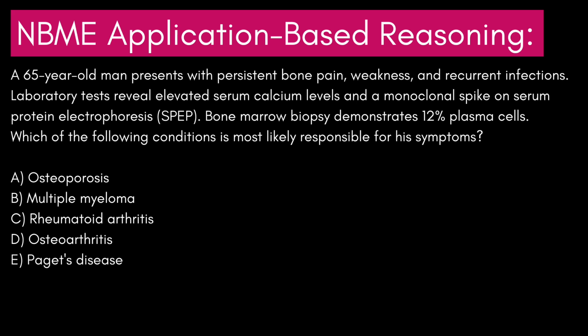A 65-year-old man presents with persistent bone pain, weakness, and recurrent infections. Laboratory tests reveal elevated serum calcium levels and a monoclonal spike on serum protein electrophoresis. Bone marrow biopsy demonstrates 12% plasma cells. Which of the following conditions is most likely responsible for his symptoms?